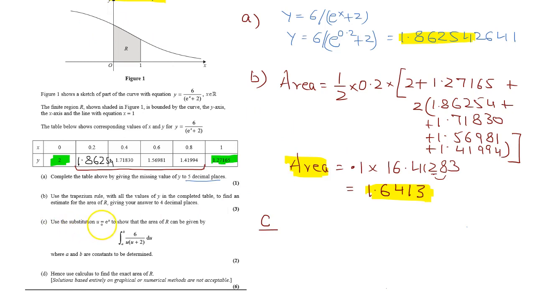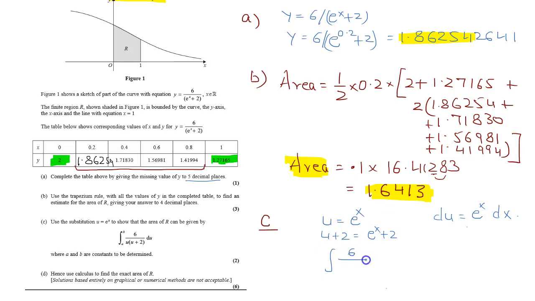Part C. Use the substitution u is equal to e to the power x. So u plus 2 is equal to e to the power x plus 2. du is equal to e to the power x dx.